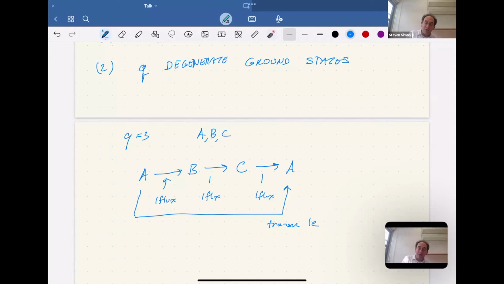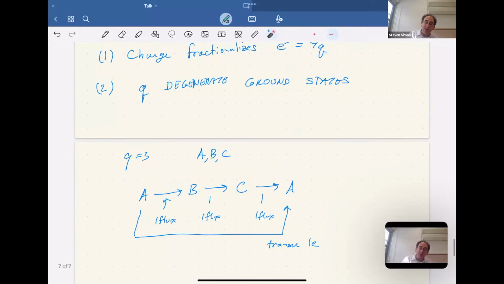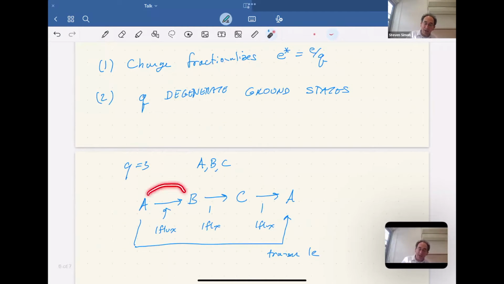And what happens between A and B? Well, what happens between A and B is that you actually transfer a third of an electron from the inside to the outside, but that's actually changing the structure of the ground state itself. Having moved a fractional charge, you're no longer back to the same one of the three ground states. So that's going to be the way we get around the Byers and Yang theorem.